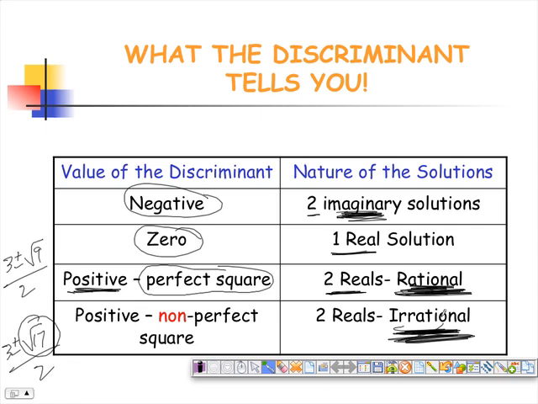Know this little thing right here, but once again, you don't memorize. Think about it. Think about it. Any questions on this? Awesome. Okay, not bad, right? Know what the discriminant is, know what it tells you.